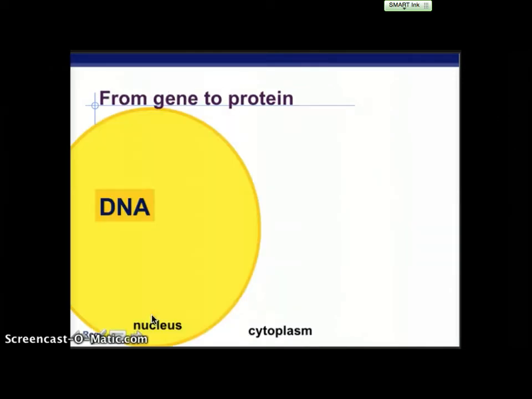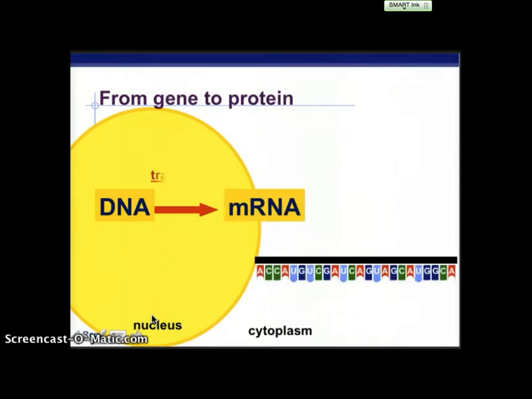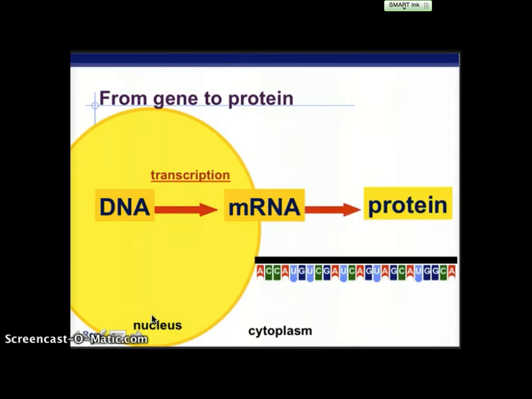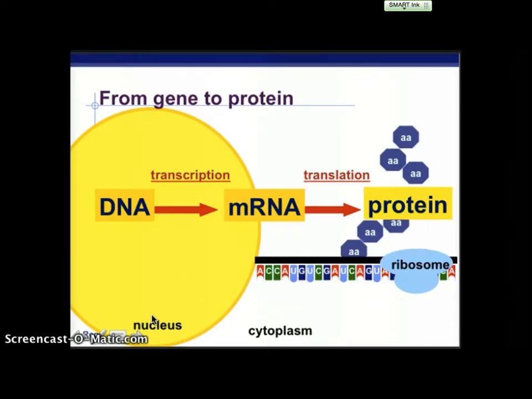So from gene to protein, to review, we go from DNA to mRNA. This is called transcription. mRNA to protein happens at the ribosome. This is called translation. Proteins are formed by the joining of amino acids. Remember, the order and the number of amino acids are really determined by the DNA. The transfer RNA is going to assist the ribosome in bringing the correct amino acid over.